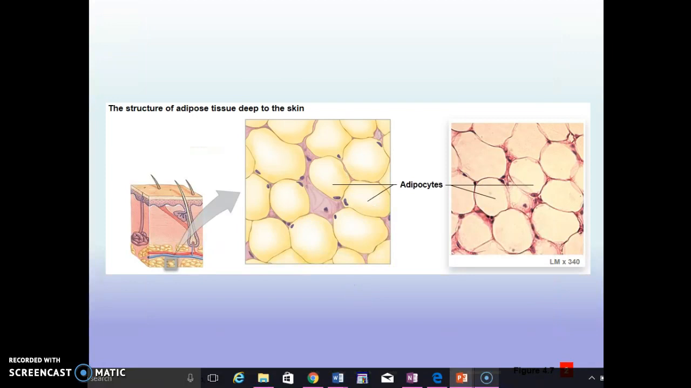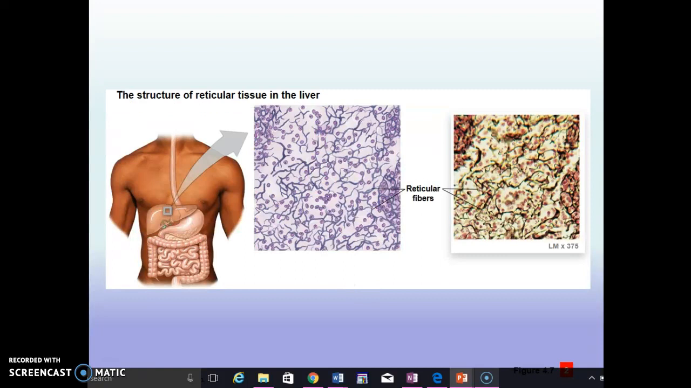Adipose tissue, the cell is the adipocyte. The cell is filled with fat in the form of triglyceride. Triglycerides are the most abundant fat in our diet, as well as for storage in our body. Reticular tissue is found in a variety of organs. It's a meshwork of reticular fibers.